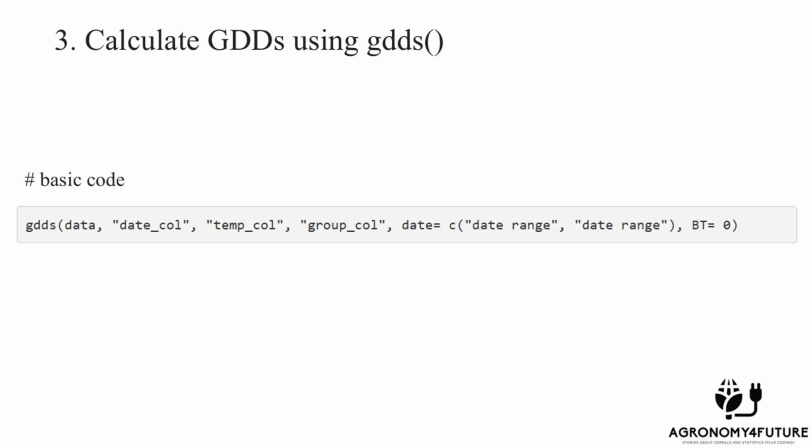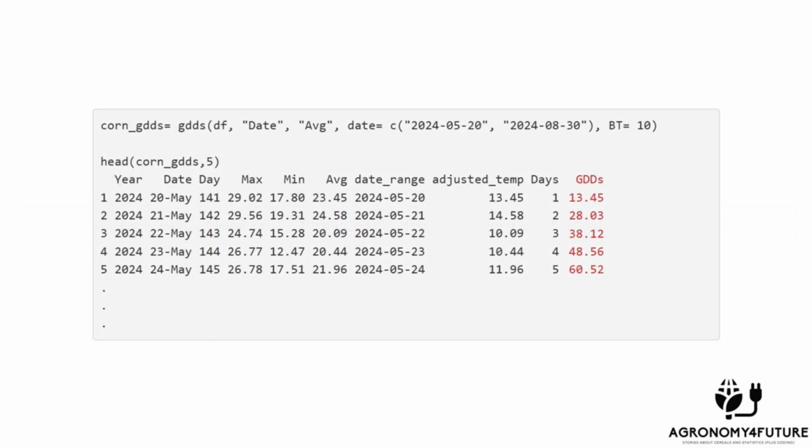As mentioned, I want to calculate growing degree days for corn from May 20th to August 30th, and I'll use the following code. The base temperature for corn is 10 Celsius. It calculates the cumulative temperature with a base temperature of 10 Celsius.